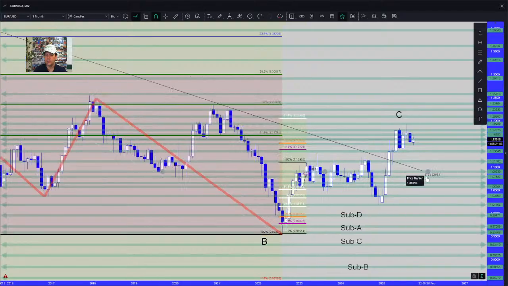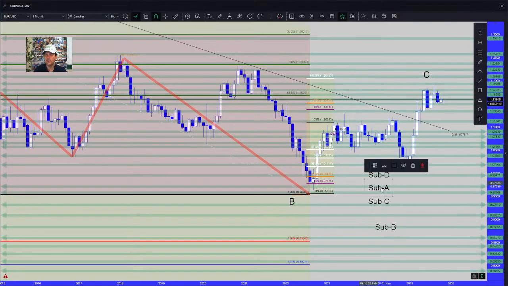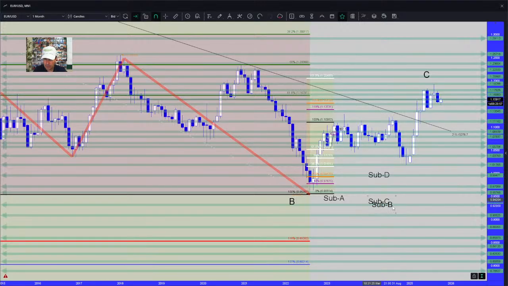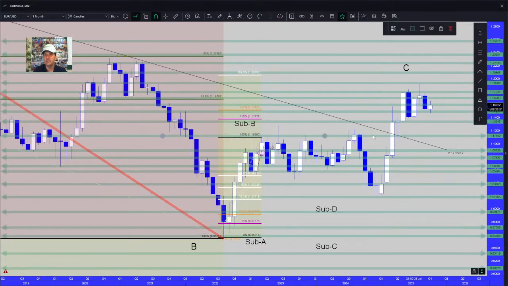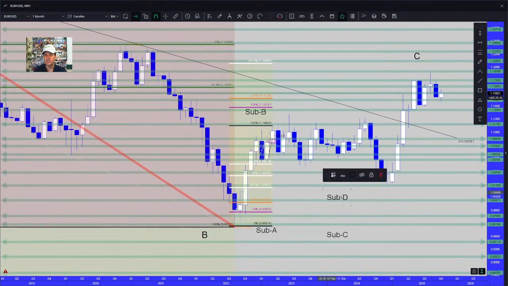And zooming in. You know, that's the sub A. That's the sub B, everybody, right? Do you have the same contrarian Fibonacci as I do? I'm going to increase the scale. Alright? And then we need to find the sub C, right?